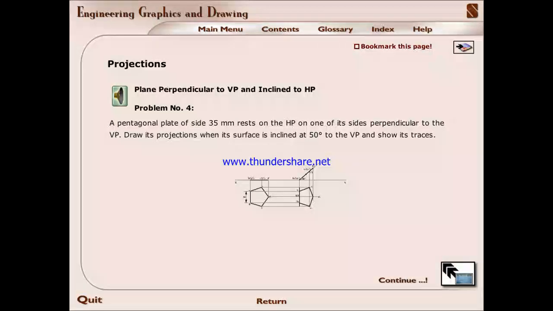Plane perpendicular to the VP and inclined to the HP. Problem number 4. A pentagonal plate of side 35 mm rests on the HP on one of its sides perpendicular to the VP. Draw its projections when its surface is inclined at 50 degrees to the VP and show its traces.